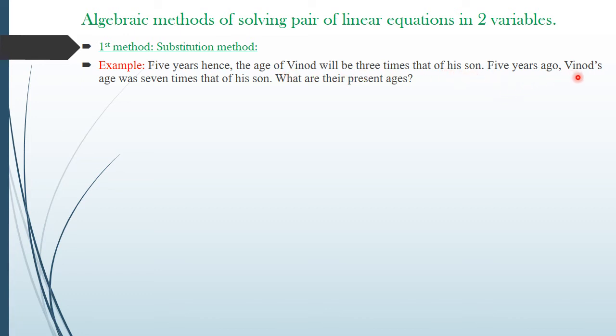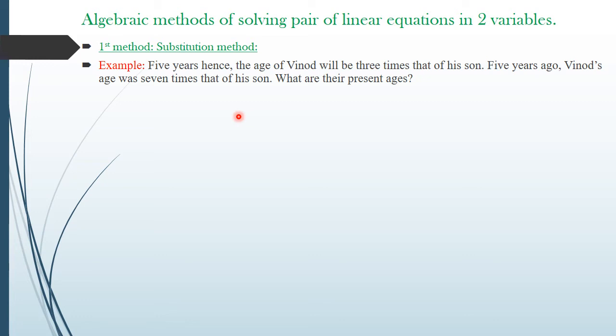5 years ago Vinod's age was 7 times that of his son. What are their present ages? You will be able to see this kind of example frequently in this chapter. So let us understand first how we can form the equations using these statements, and then we can solve them using the substitution method. Step by step we will understand this.